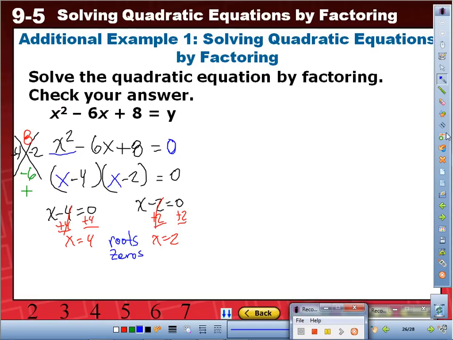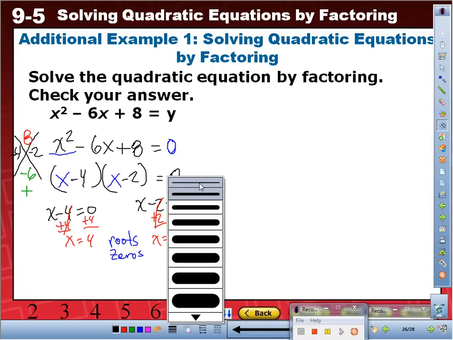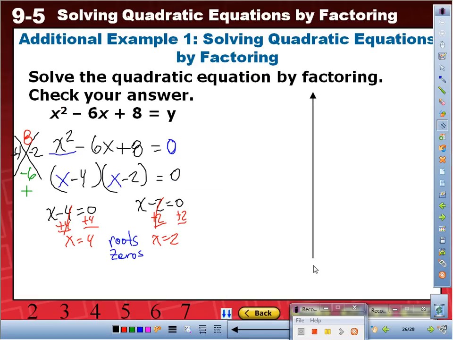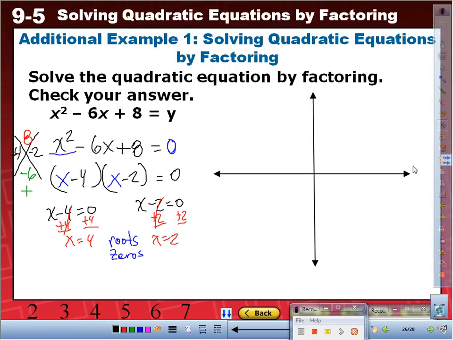Graph. Okay, so check this out. Pens down, eyes up here. This is the connection that I want you guys to make. I'm going to get my coordinate plane. And why am I getting the coordinate plane? What kind of equations are these? Two variables. Is that correct? Two different variables. And what do we use to graph two different variables? The coordinate plane.